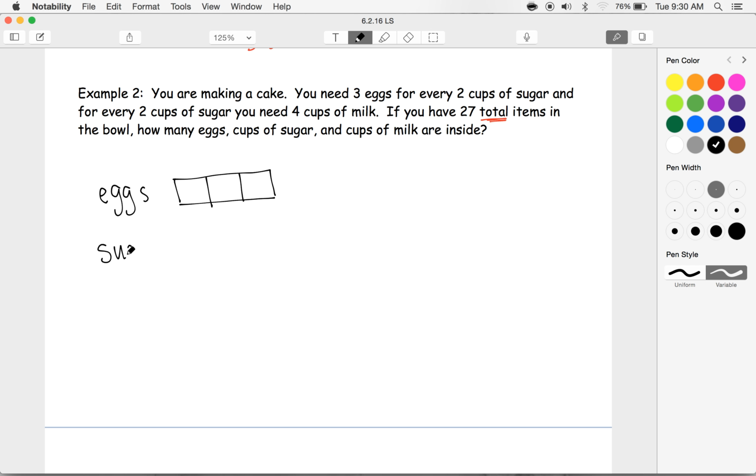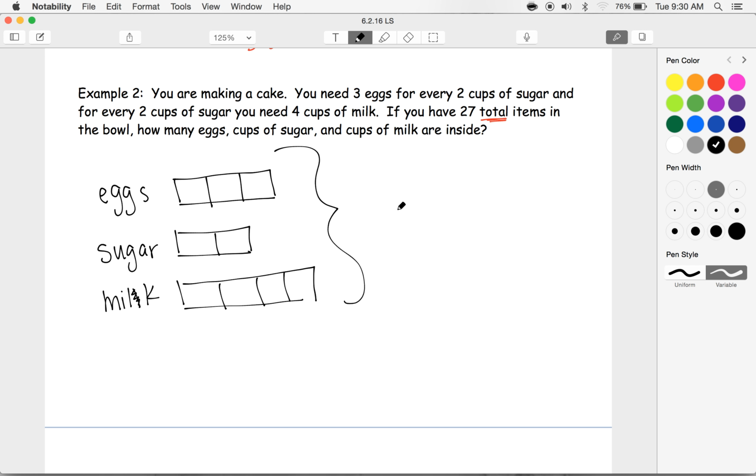So for sugar, there's 2. And then for milk, they're saying it's going to be 4. 1, 2, 3, 4. And they're saying that I have a total of 27 items. So let's see how many boxes do I have. 1, 2, 3, 4, 5, 6, 7, 8, 9. So I have 9 total boxes.